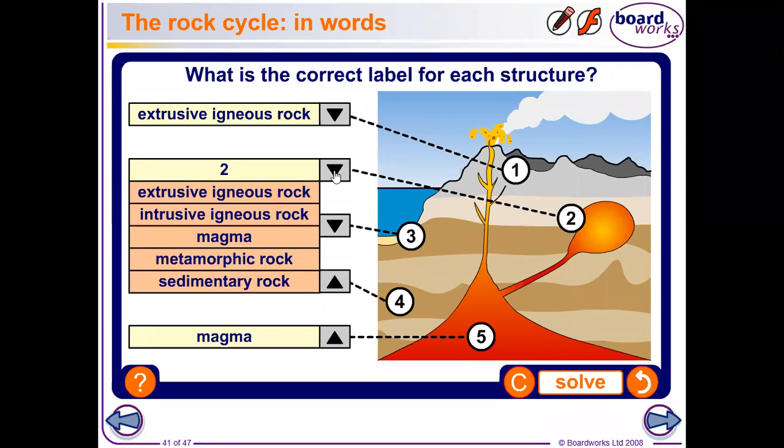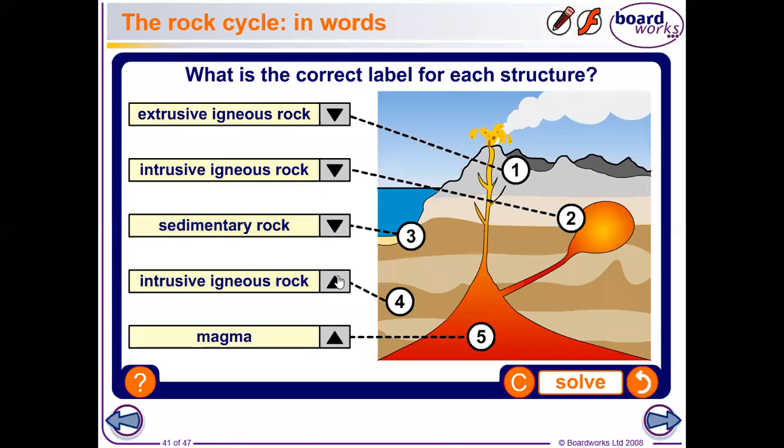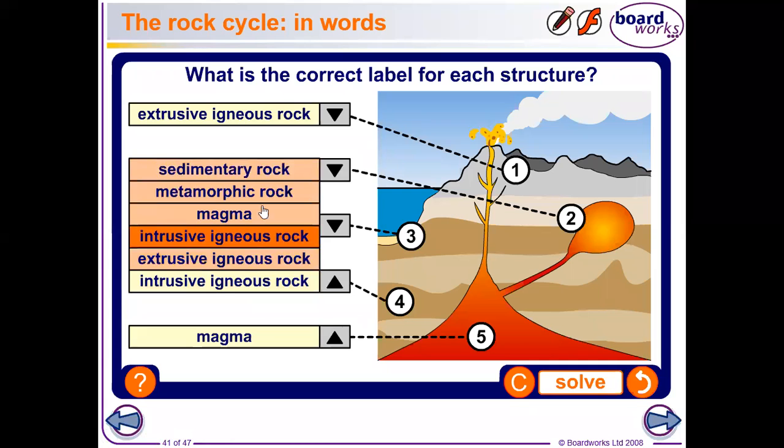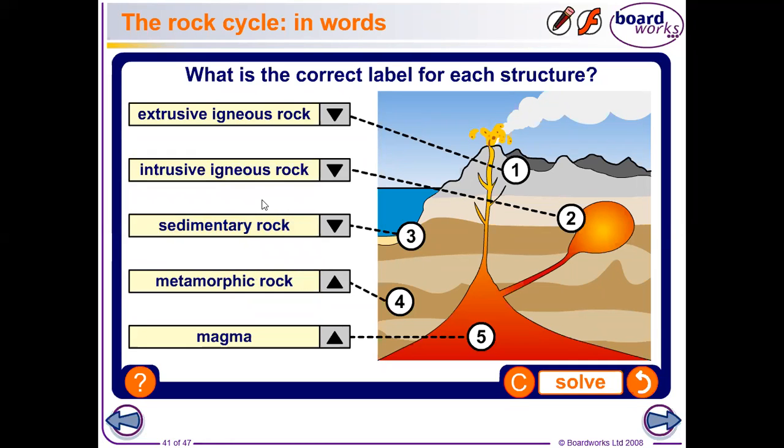Sedimentary rock. And what do you think this one is? Number 2, metamorphic. Do you think it should be metamorphic or should be magma? This one maybe should be intrusive and this one should be metamorphic. Let's do number 4. Do you think that's right? No. Number 1 is metamorphic. Okay.